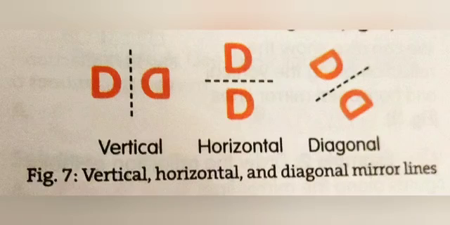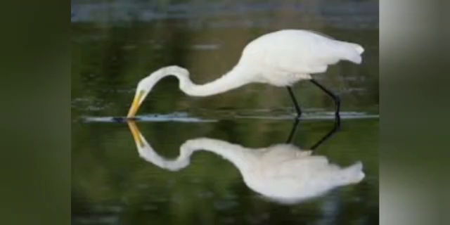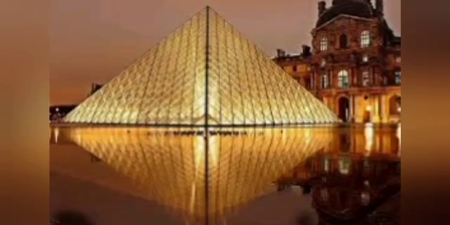Let us see some examples of reflection symmetry in natural life. Some monuments or natural things are examples of reflection symmetry. Look at this picture. These are some examples of reflection symmetry in our natural life.